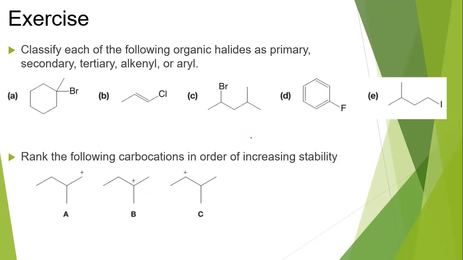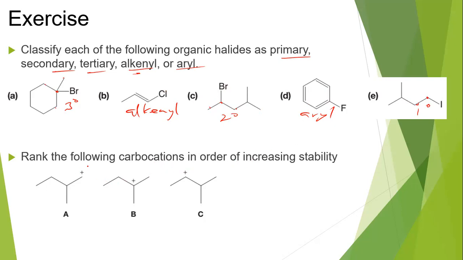So an exercise for us to try: we are supposed to classify the following organic halides into primary, secondary, tertiary, alkyl, aryl. So in this one, the carbon here is bonded to 3 other carbons. This is tertiary. This is an alkyl, right? This one here, this carbon is bonded to 2 other carbons, so this is a secondary. This is an aryl because of the benzene group here. Now this is primary because this carbon is bonded to one other carbon. Primary. Now we are supposed to arrange this in order of increasing.